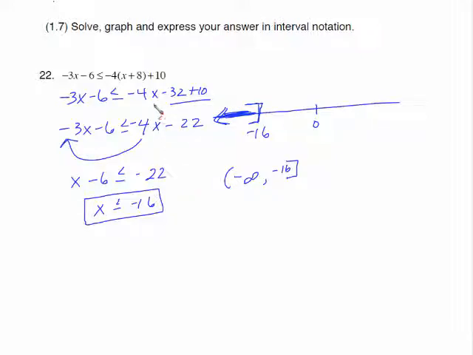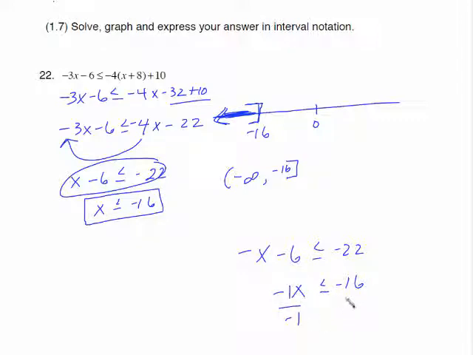Remember, on plain old inequalities, if you have to divide or multiply by a negative, you must change your inequality sign around. So pretend that this had been negative x minus 6 less than or equal to negative 22. When I add 6 over here, I get negative 16. To solve this, I need to divide by negative 1, which tells me to change that sign around and then do the arithmetic. So if that had been a negative x there, that's what would have happened solution-wise.